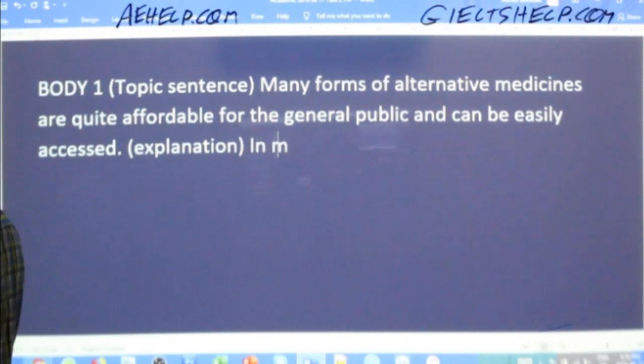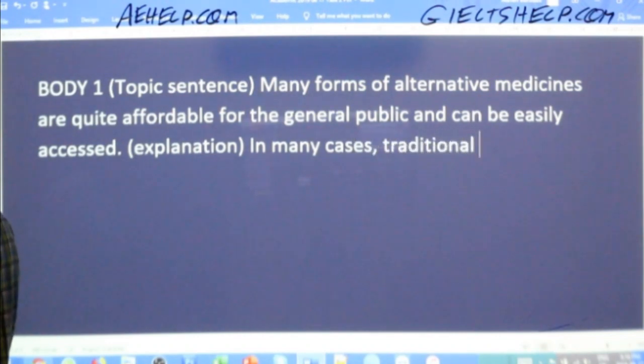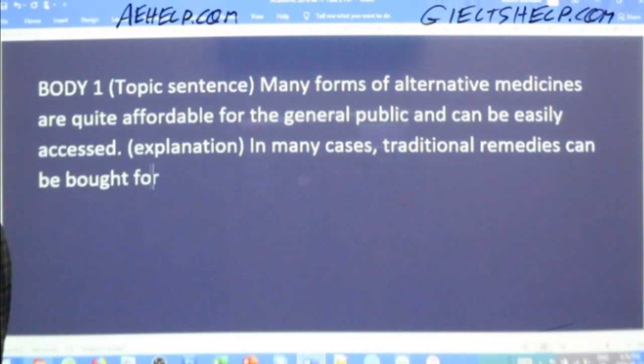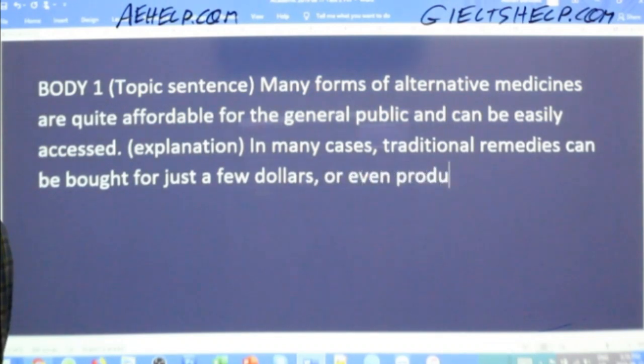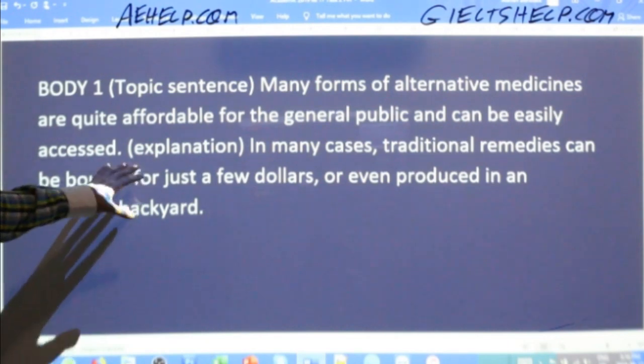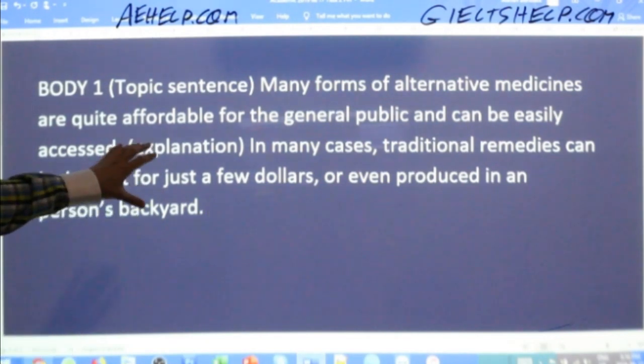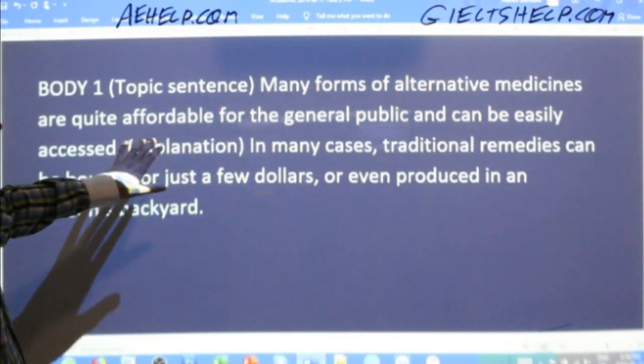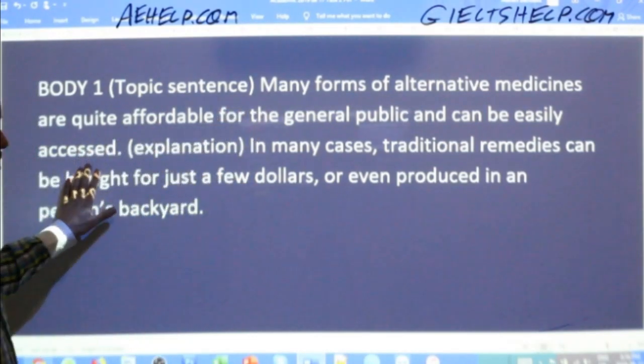In many cases, traditional treatments, or remedies, let's go with that, can be bought for just a few dollars or even produced in a person's backyard. Okay, so here I'm showing the explanation for how it's affordable and easily accessed, right?